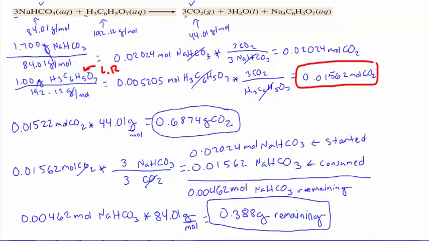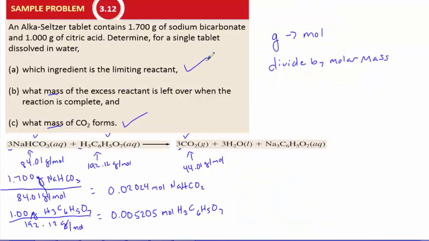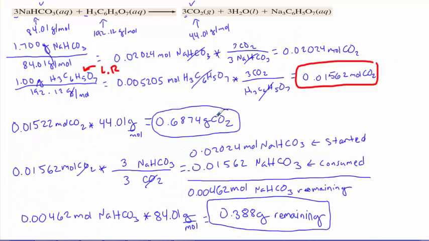So we've answered all three questions. Which one is the limiting reactant? It was the citric acid. What mass of the excess reactant is left over when the reaction is complete? We just answered that. And what mass of CO2 forms? So we have the mass of CO2 that forms and the mass of our excess reactant that remains. And those are the three types of questions that you will see with limiting reactant problems.